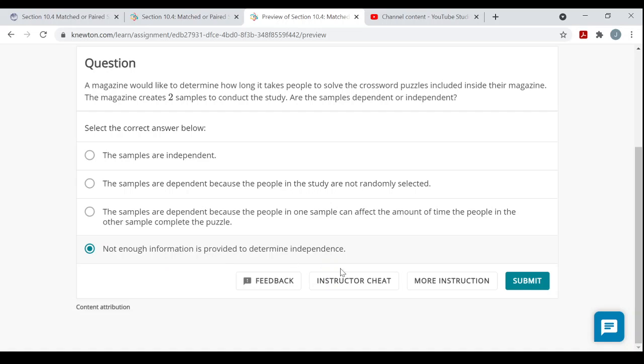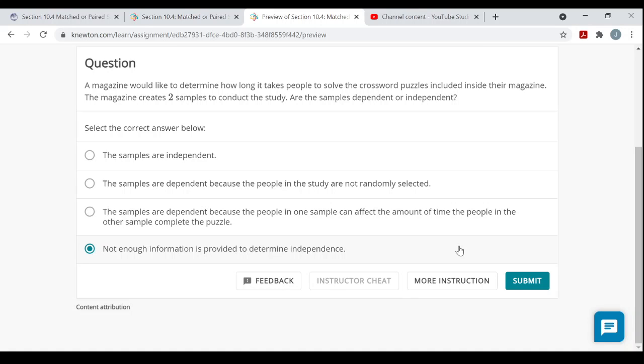All right, let me click on the instructor feedback and see if I'm correct. Yeah. Just saying that there are two samples in the study doesn't help you in determining if they're dependent or independent. So again, none of these make any sense because they don't give me any information. So I would say the fourth one here: not enough information is provided to determine independence.